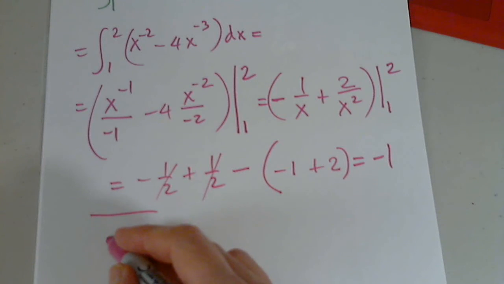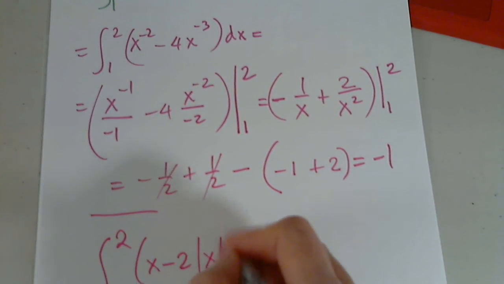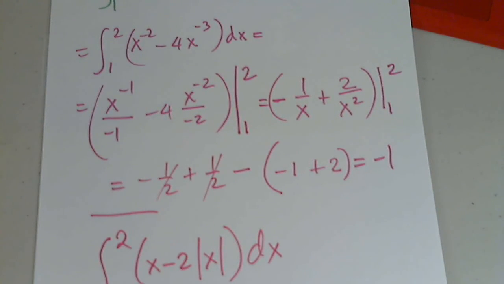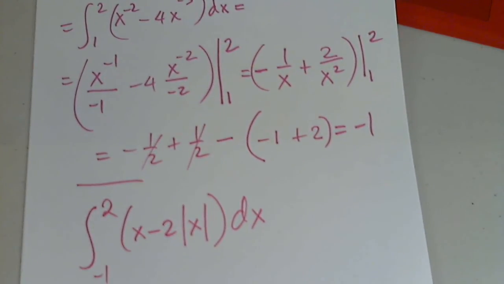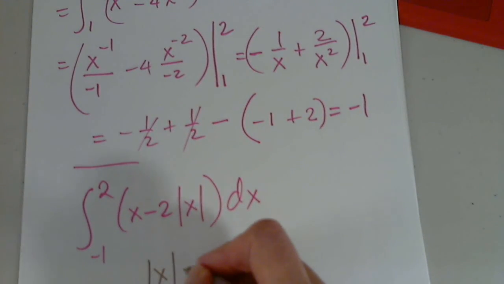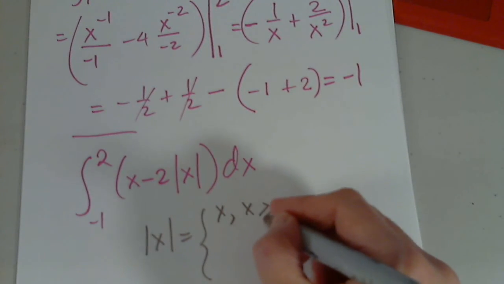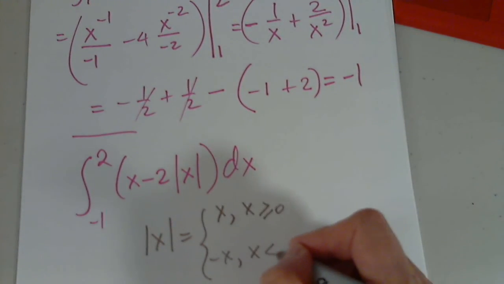Here's an interesting one. From negative 1 to 2, from x minus 2, the absolute value of x dx. So on this problem, I have to start by simplifying the function first. We've done this before in limits a long time ago. It seems like a long time ago. So I have to start with the absolute value of x, which has two possibilities. Either x for x greater than or equal to 0 or negative x for x less than 0.